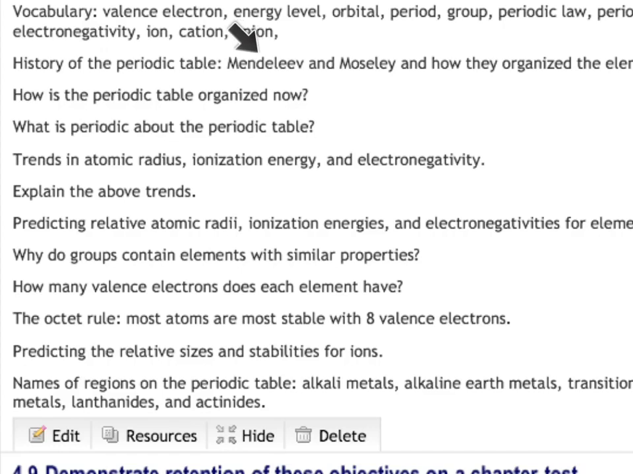So Mendeleev organized the elements by their properties, and he tried to organize them by their masses, but that didn't always work. Moseley organized by atomic number and properties. So 1, 2, 3, 4, and then he made a new row when the properties started repeating, and that's how the periodic table is organized now, just with the addition of noble gases and lanthanides and some other elements. Periodic means regular repeating pattern, so there's lots of things periodic about the periodic table.